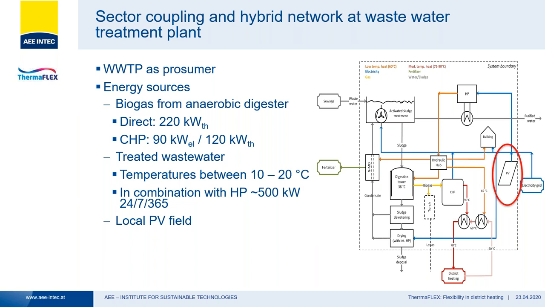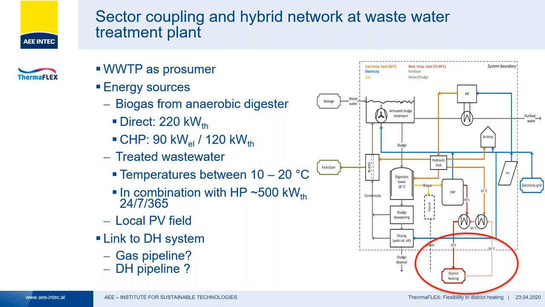And so one of the discussions that is still there, click please, is how we do the connection to the district heating system. There are two options that we're currently discussing: either we put a gas pipeline back to the main system, or we have a district heating pipeline going down to the south of the city. So quite interesting to integrate it. Lots of options are possible and there is plenty of potential for the future. Click please.